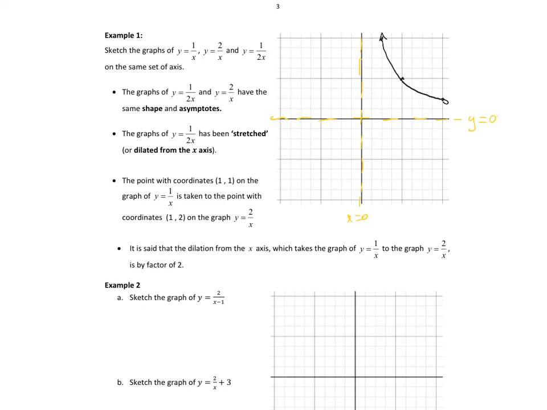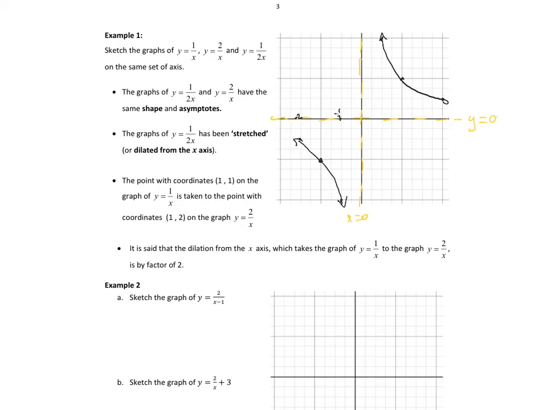The point -1, -1, it goes through there. If x is equal to, say, -2, well, 1 on -2 is -1/2. And if I put that -1/2 there, we get 2 if we put 1 over -1/2. And we go something like that. So it's going to approach those axes. So there's my 1 on x graph.